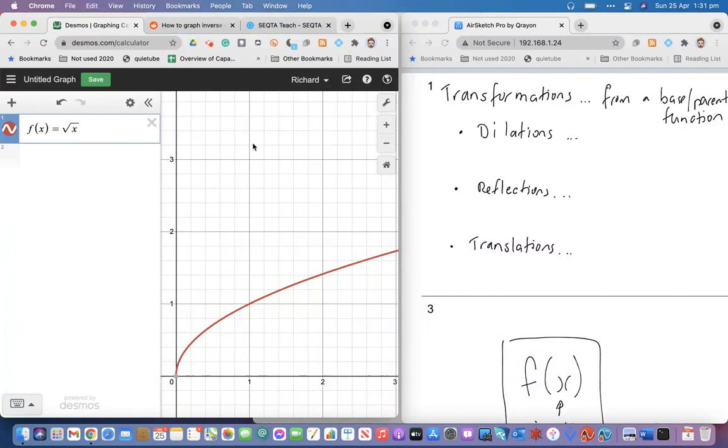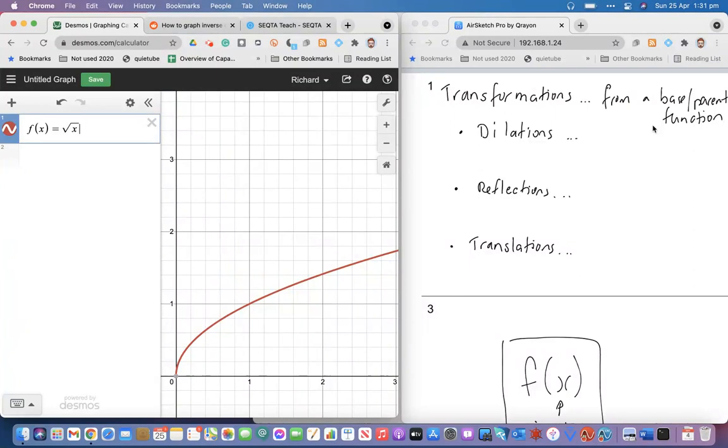Okay, so we're going to have a look at the transformations and use this parent function to see what the effects are. I've chosen this parent function because its shape is quite unique. I think for the most part, you can see what's happening when you apply these transformations. Okay, looking over here, transformations are from a base or parent function. They don't have to be. You can take any old function and transform it, to be honest. But typically, we start from a base or parent function, and then we build up transformations on that parent function.